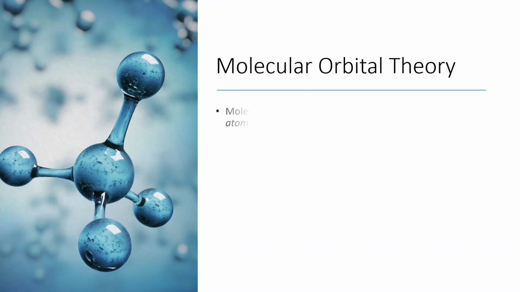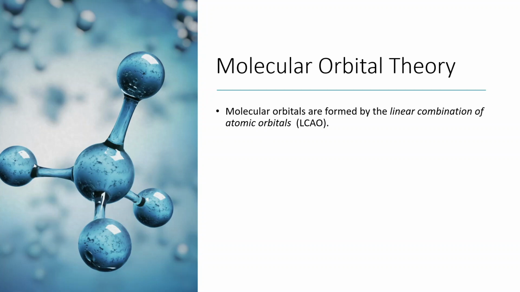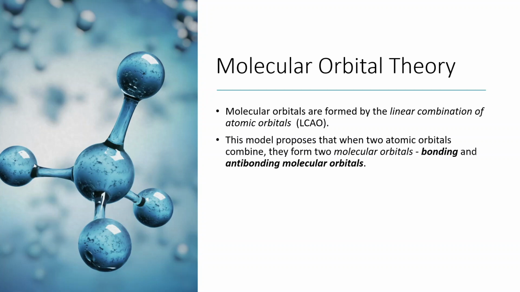Molecular orbital theory. Molecular orbitals are formed by the linear combination of atomic orbitals, or LCAO. This model proposes that when two atomic orbitals combine, they form two molecular orbitals, one bonding and the other antibonding molecular orbitals.